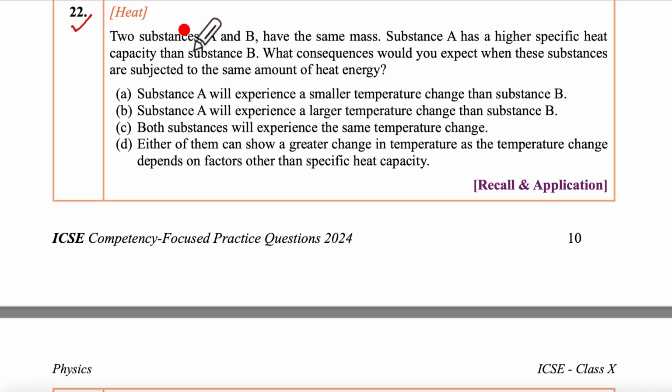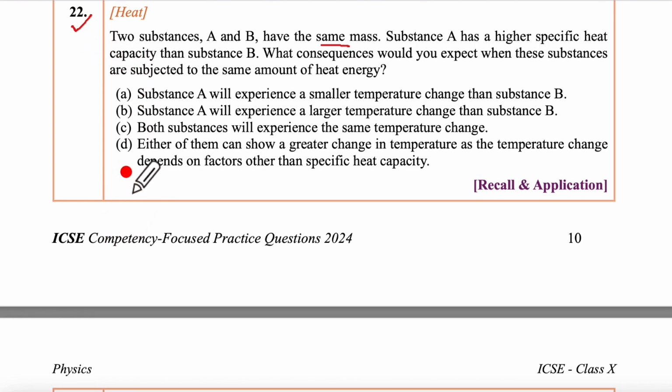Question 22. Two substances A and B have same mass. Substance A has higher specific heat capacity than substance B. What consequence would you expect when these substances are subjected to the same amount of heat energy? Now these ones are pretty popular questions. These have been repeating for quite a few years now.